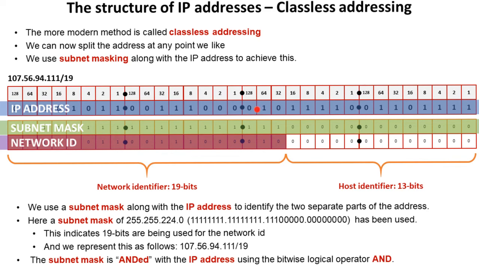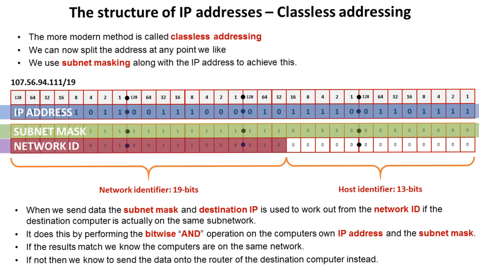That works up until we get to the host part. The subnet mask here is all 0, so regardless of what this is, we end up with all zeros. And this allows us now to determine which part is the network ID. When we send data, the subnet mask and the destination IP is used to work out from the network ID if the destination computer is actually on the same sub-network.